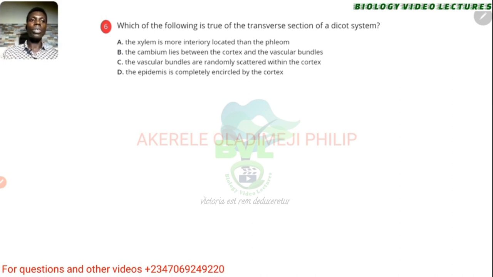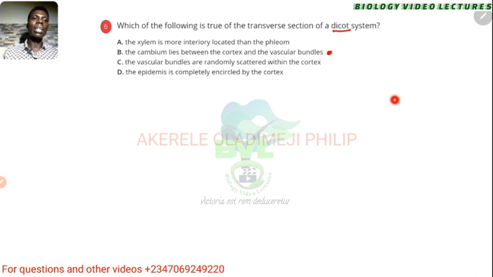Now, which of these is true of the transverse section of a dicot stem? The xylem is more interiorly located than the phloem. That is not really a factor. It's not really different, really. The cambium lies between the cortex and the vascular bundle. Yeah, that made sense. Let me put a star there.